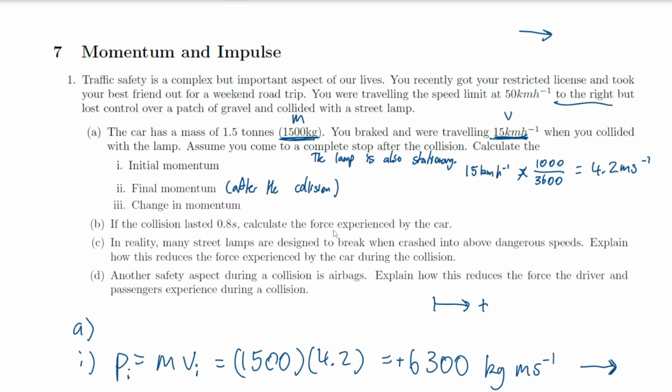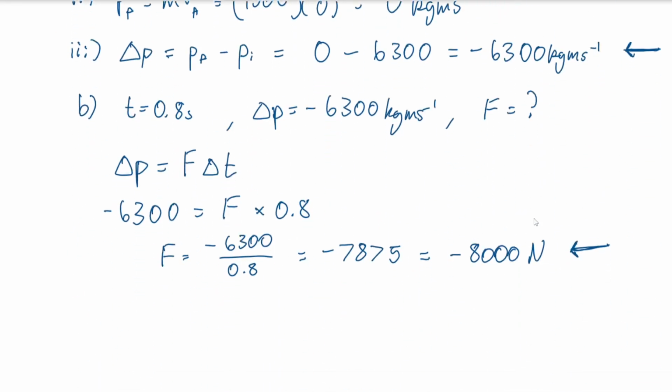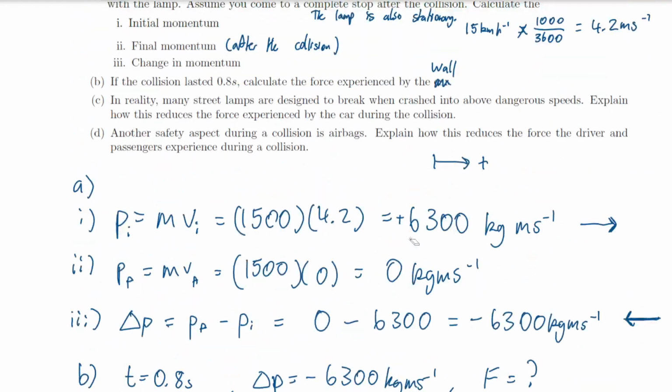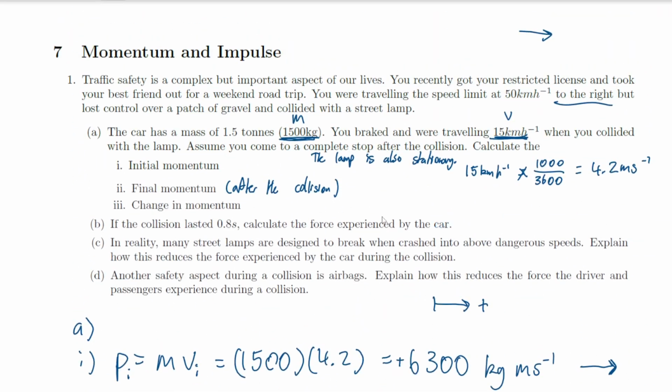And if the question was instead, calculate the force experienced by the wall, how would that be different? Right, it would actually be the same magnitude, but it will be the opposite direction. The wall is pushing the car with 8,000 newtons to the left. However, the car is also pushing the wall with 8,000 newtons to the right. So just be mindful of that subtlety. In this case, it was on the car.